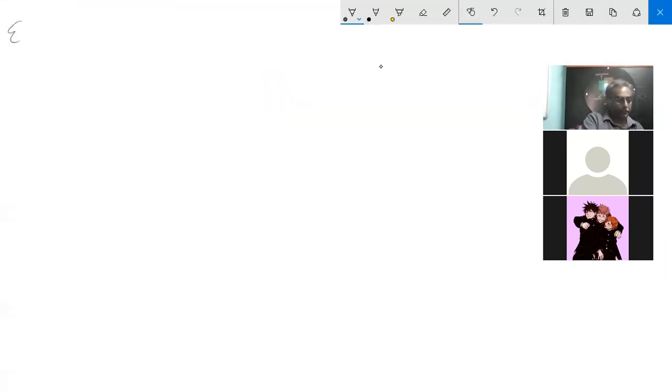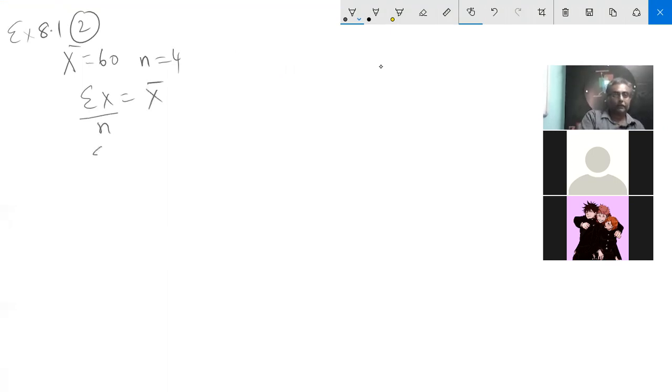Okay, exercise 8.12. Four members of a family, the mean weight is 60 kg. X bar is equal to 60, n is equal to 4. That means sigma x is equal to how much? Sigma x divided by n is equal to x bar, so sigma x is equal to n into x bar. That is 4 into 60, which is 240. So x1 plus x2 plus x3 plus x4 is equal to 240.